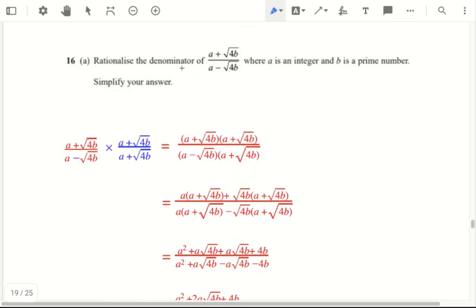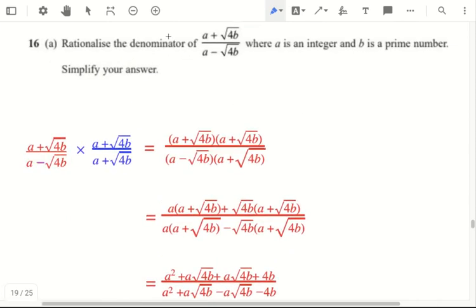Okay, so this question we want to rationalize the denominator. So basically we want to remove the square root. To do that, we have to multiply this minus and plus together to get rid of the square root for b. I've talked about this in my previous videos on the rationalization of denominator.